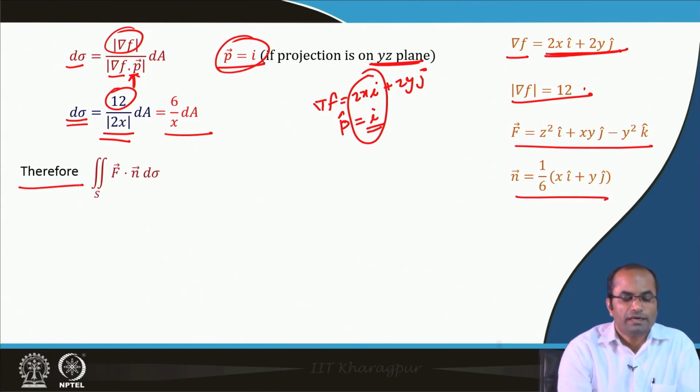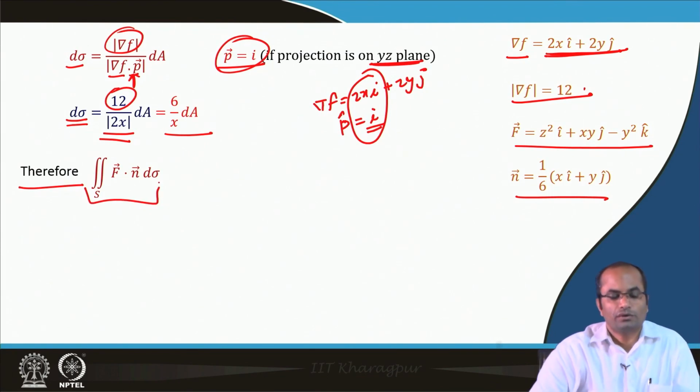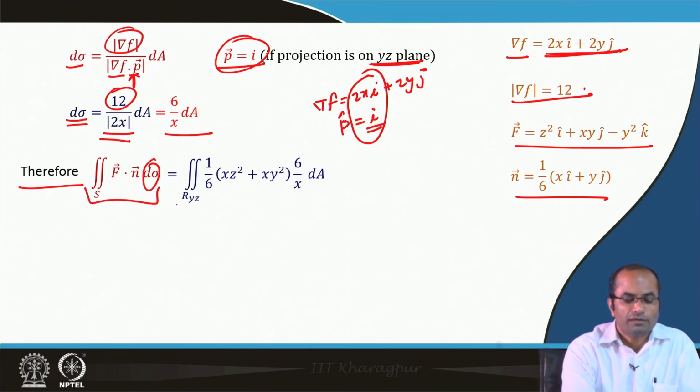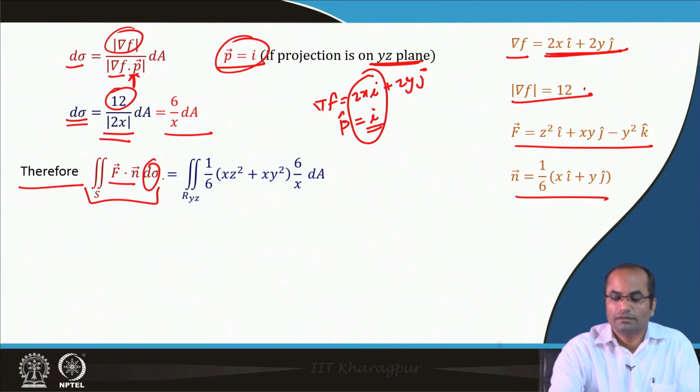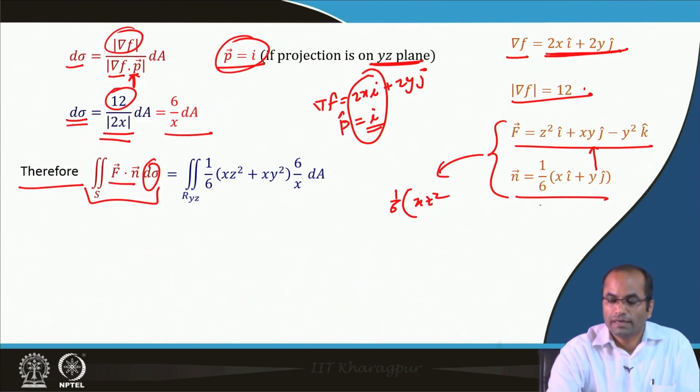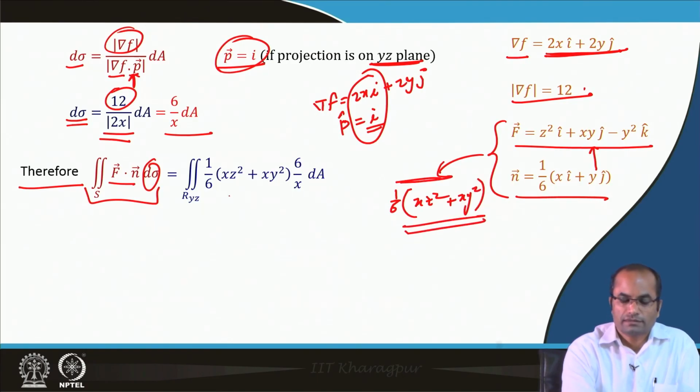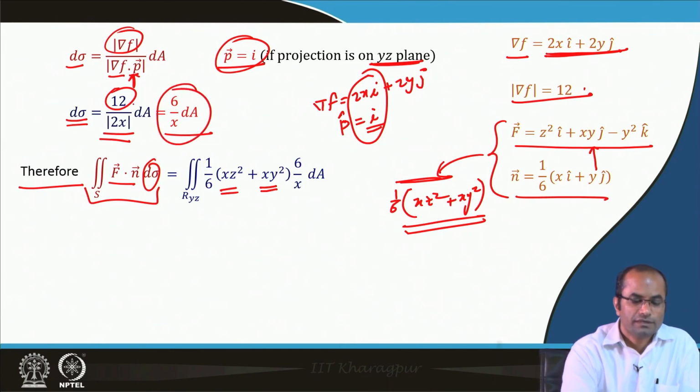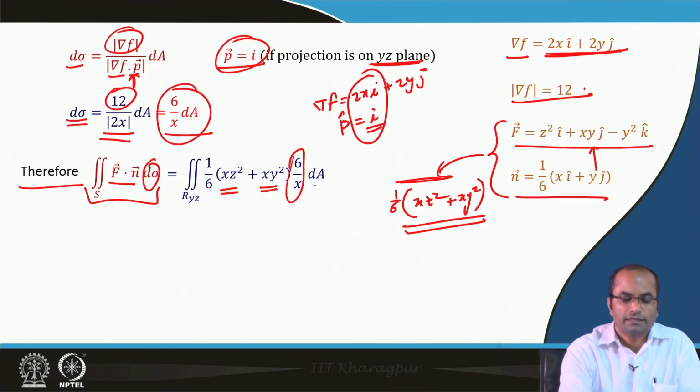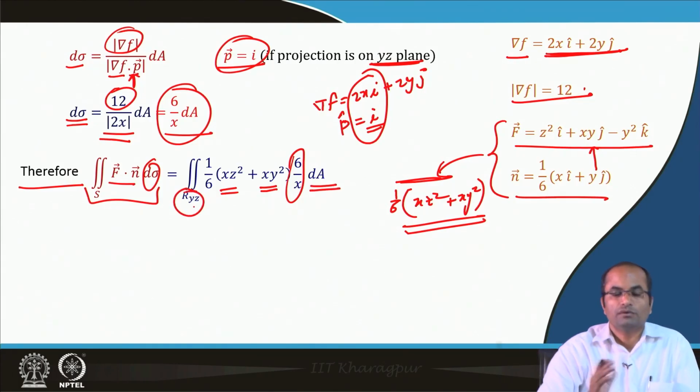Okay, therefore, this surface integral of f dot n dσ can be evaluated with this. From here we need to compute f dot n, that means 1 by 6 will be there, and then we have xz square, and from here we have xy square. So, 1 over 6 times xz square and xy square, and this dσ, which we have evaluated as 6 over x and then dA, and we are projecting on the yz plane.